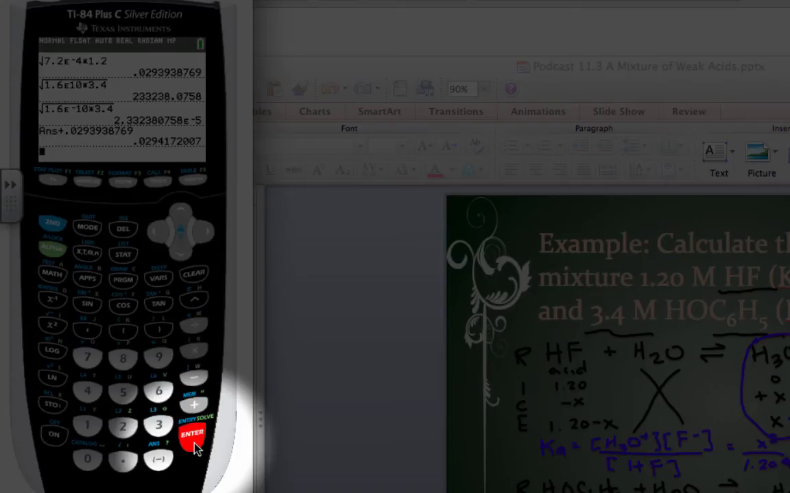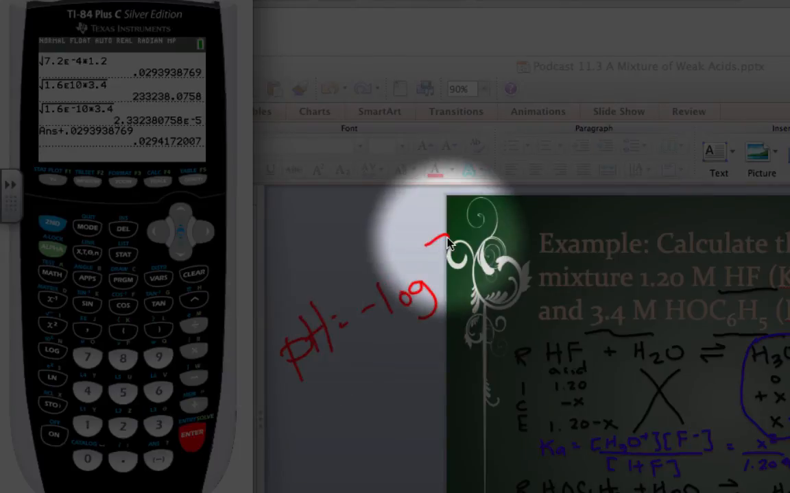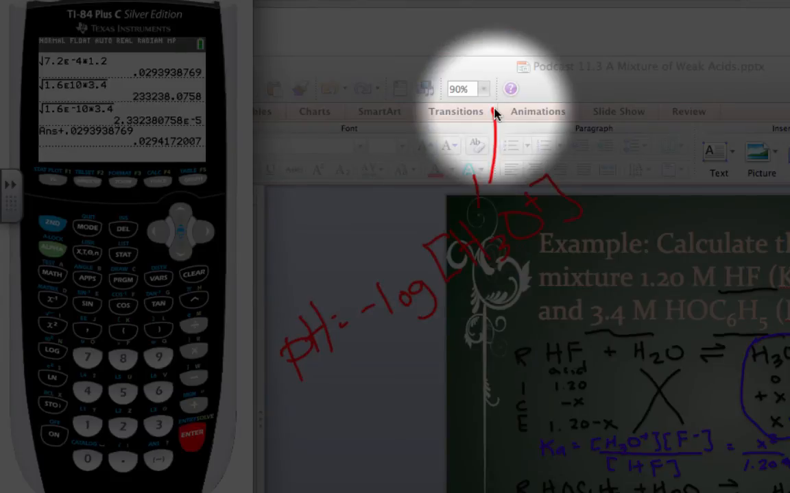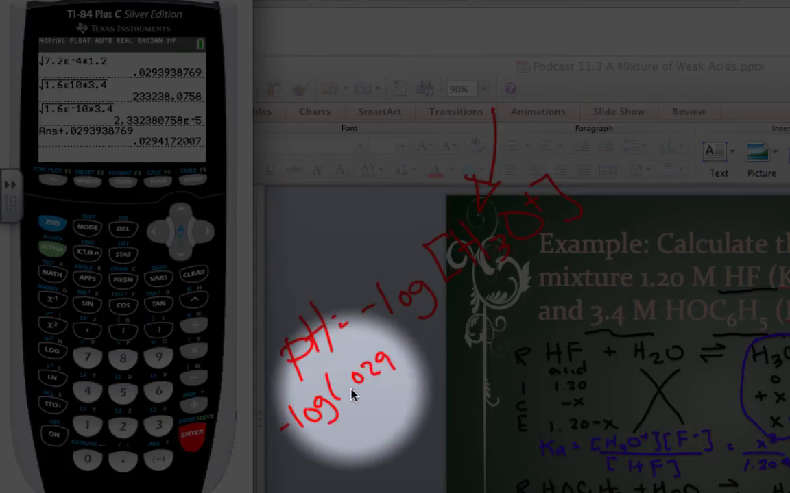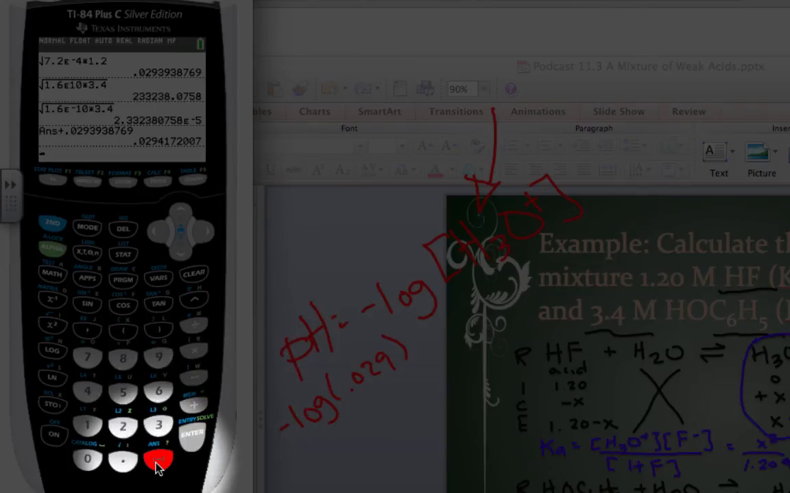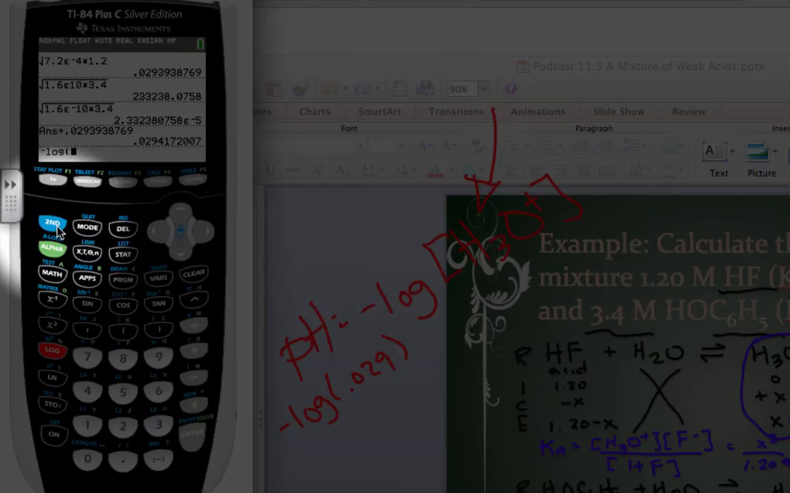And then to find the pH, pH means take the negative log of the hydrogen ion concentration. Our hydrogens are all stuck to the water in this hydronium thing, so I do the negative log of 0.02947, and so on. And I don't like rounding until I have to, so I do the negative log of the answer we got before.